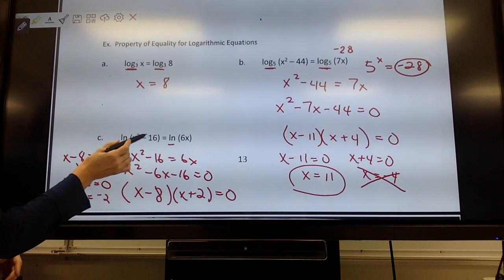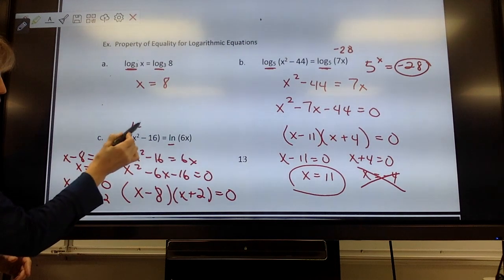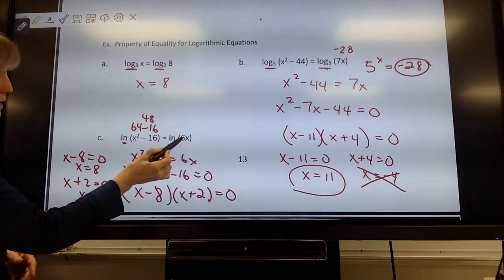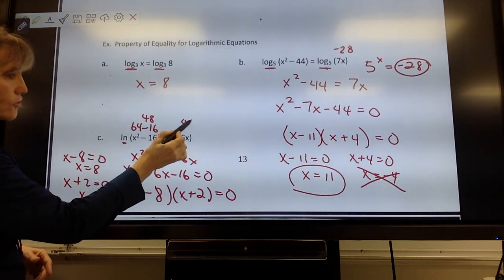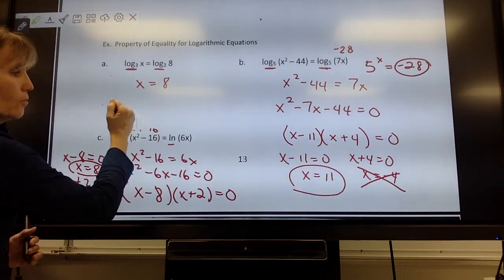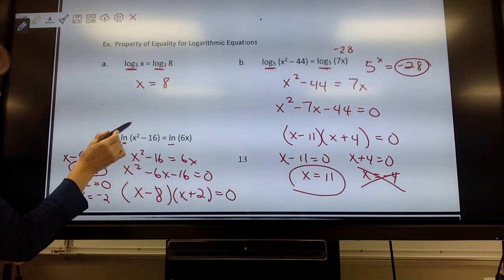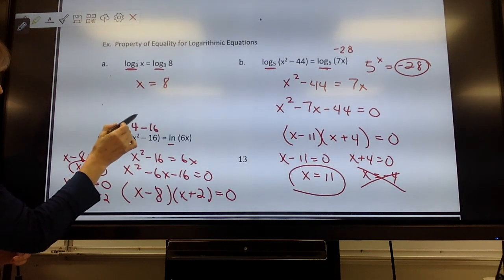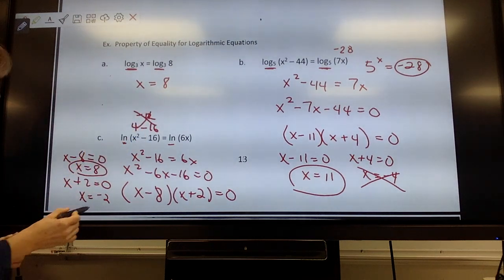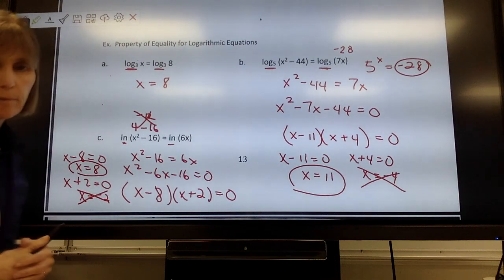When I go back and plug those in, same kind of thing happens. If I plug the 8 in here, I get 64 minus 16, which is 48. When I plug the 8 in over here, I get 6 times 8, which is 48. So those are the same. That's a solution. And when I put the negative 2 in, negative 2 squared is a positive 4, but minus 16 would give me a negative 12. We can't take the natural log of a negative number, so that is an extraneous solution. My only solution is x equals 8.